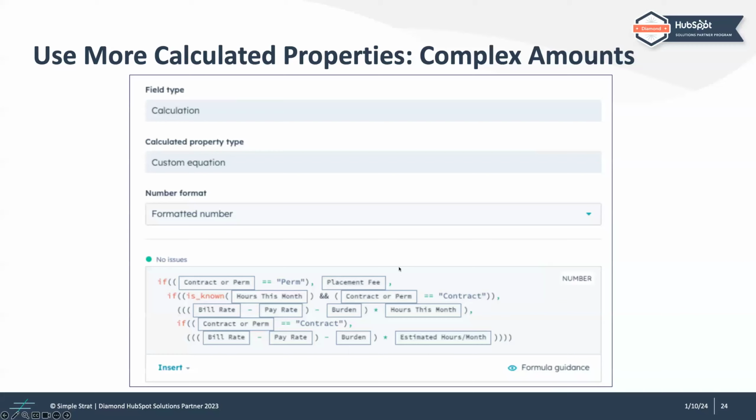Another example, I won't get into this one too far, but this client had a calculated amount property on a deal, and it was based on a lot of values and conditions that they had stored on deal properties. So this is a pretty complex formula that calculated an amount for them that they could use for a variety of things across their team. So these can get pretty complex.